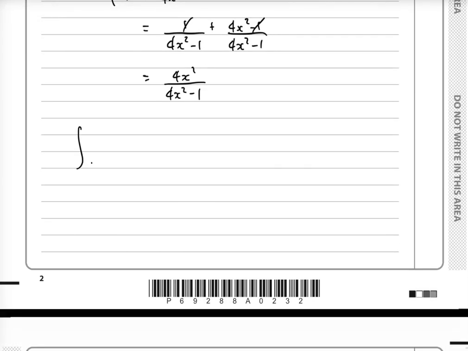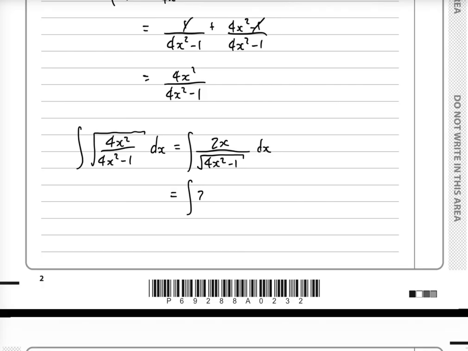So the integral becomes the square root of 4x squared over 4x squared minus 1, and we can do top and bottom separately here. So that becomes the integral of 2x over the square root of 4x squared minus 1 dx. Now part of me wants to play around with the 2x's to try and get those to cancel out, but I don't want a 1 divided by 4x squared here. Instead, I'm going to write that square root in index form here in the numerator as this.